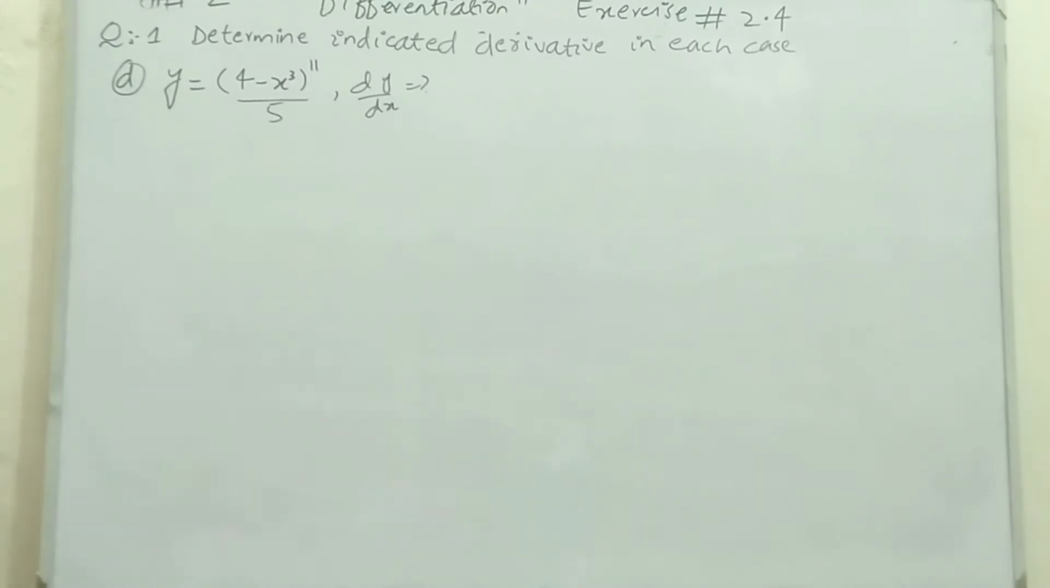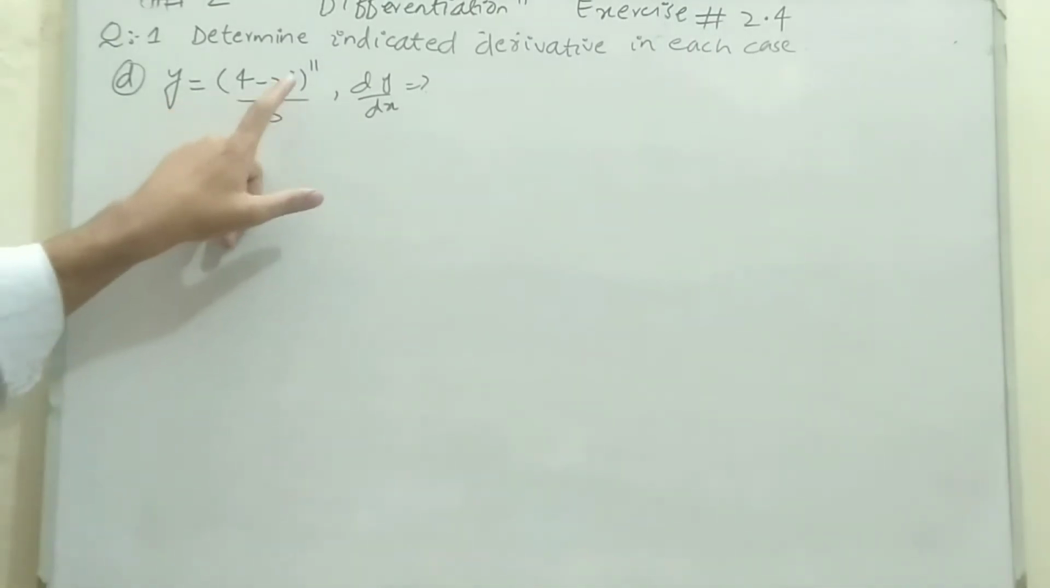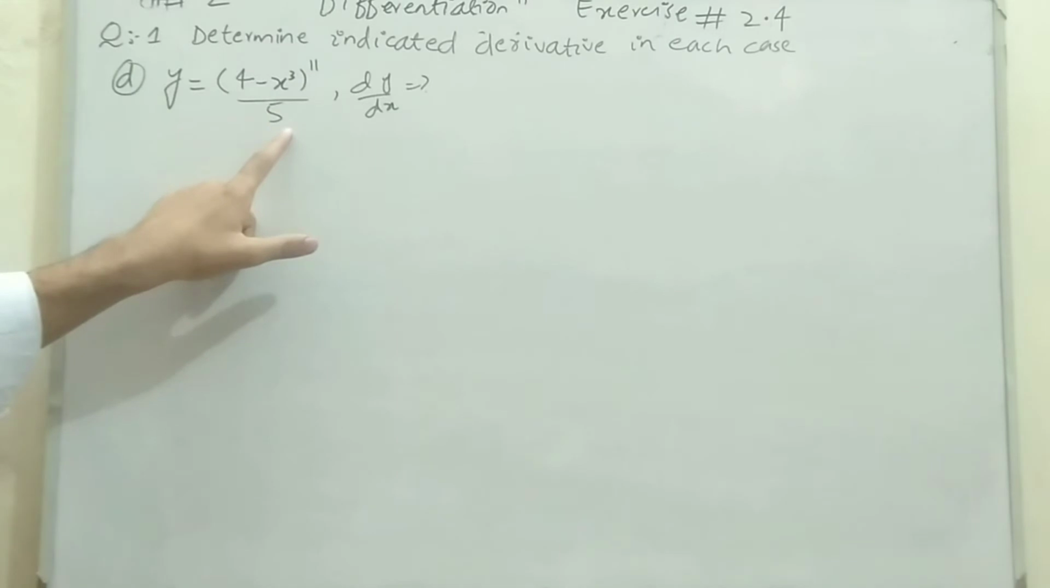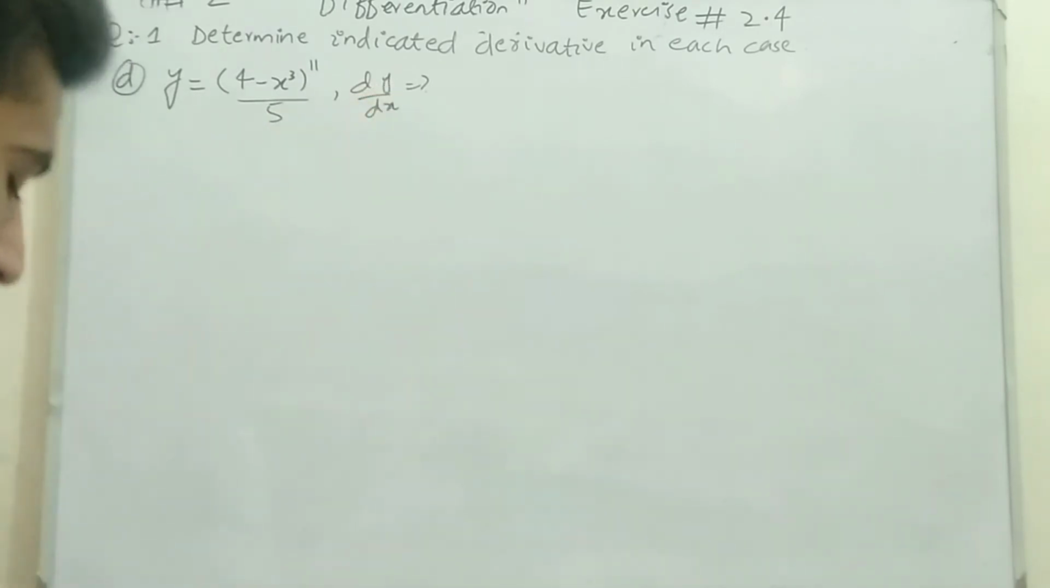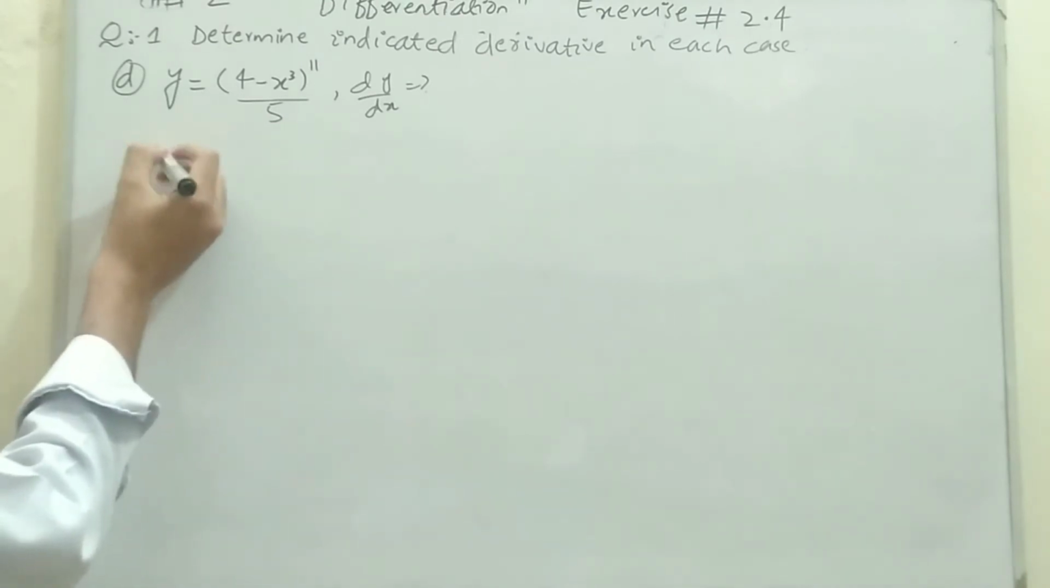Now move to part number D. A function is given y is equal to (4 minus x cube) whole raised to the power 11 divided by 5. Find dy by dx. It means that differentiate y with respect to x. So move towards the solution.